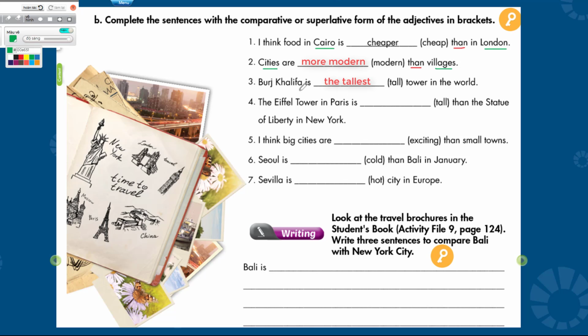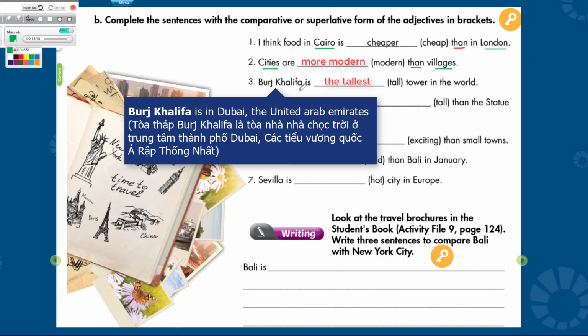So where is Burj Khalifa? Các bạn có biết Burj Khalifa nằm ở nước nào không? Yes, the United Arab Emirates. Các tiểu vương quốc Ả Rập thống nhất ở Trung Đông nha. Burj Khalifa là một tòa nhà cao nhất trên thế giới. Okay, so tall is a short adjective, right? So in superlative adjective we add est, the tallest, right? Burj Khalifa is the tallest tower in the world. Very good.